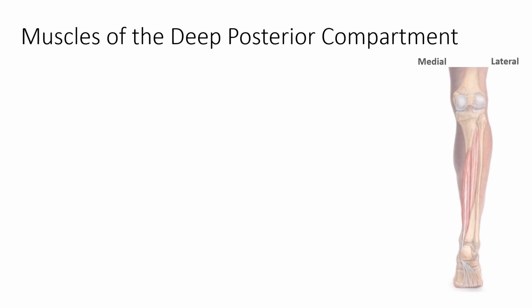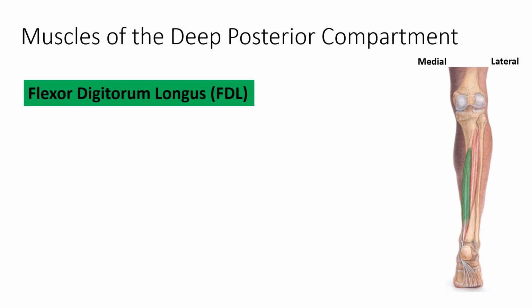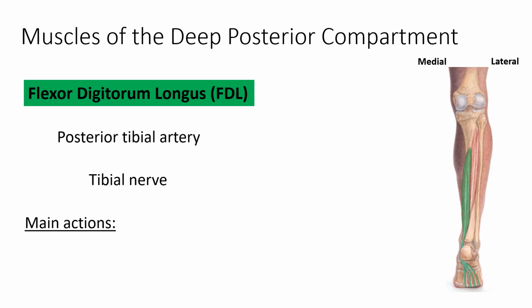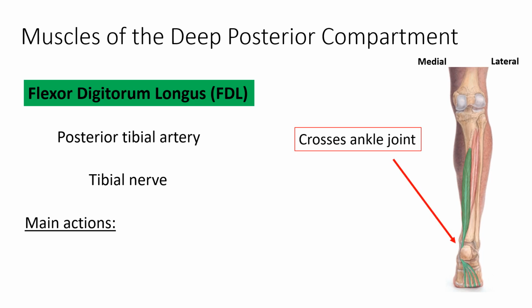So the next muscle we're going to talk about is our flexor digitorum longus, or our FDL. It is supplied by the posterior tibial artery and innervated by the tibial nerve. For main actions, we're going to look at the joints that this muscle crosses. We can see that it crosses the ankle joint, so that means that it will aid in plantar flexion.